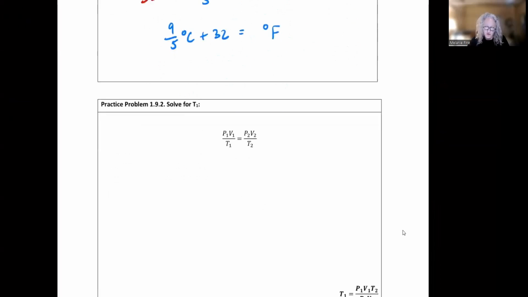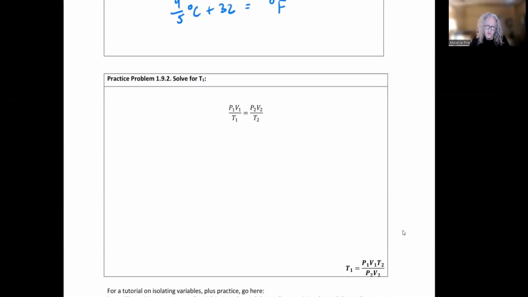Now here's one for you to solve. It says solve this equation for T1. Notice we've got P1, V1 over T1 on one side of the equation, P2, V2 over T2 on the right-hand side. So don't confuse P1 and P2, okay? The subscripts mean they're different variables. To solve for T1, I want you to pause the video, solve this, and only come back once you've solved the problem.